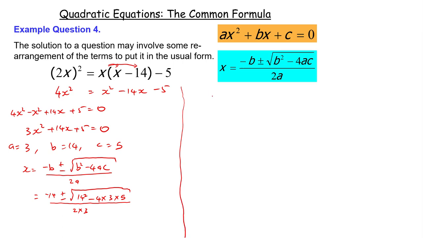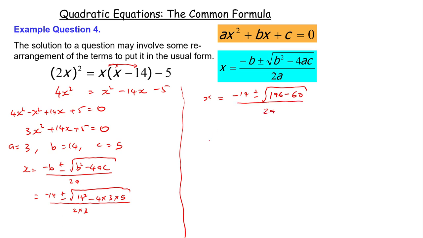And so we have x equals minus 14 plus or minus the square root of 14 squared, 196, minus 4 times 5 times 3. 4 times 5 is 20, times 3 is 60. All over 2a.